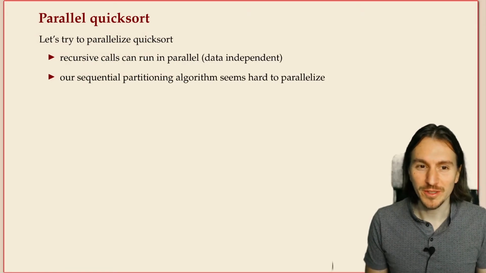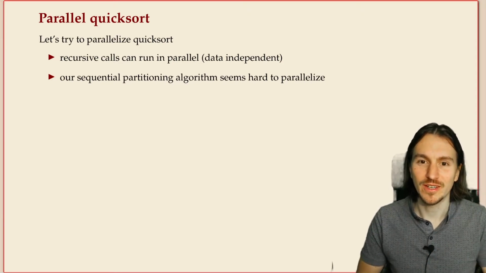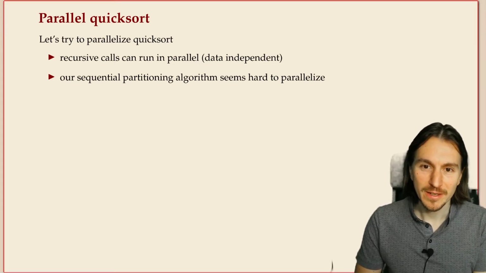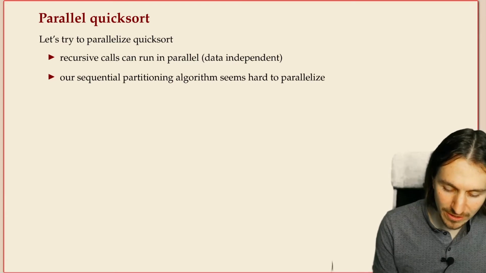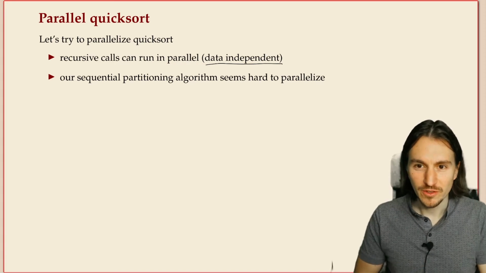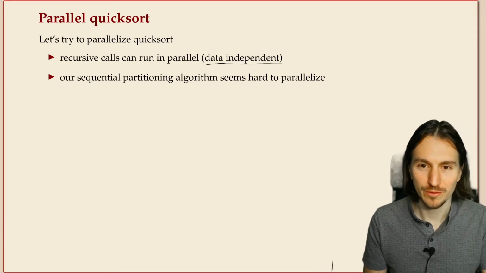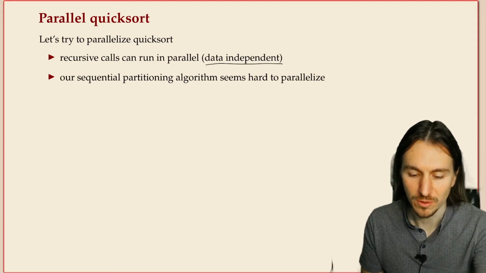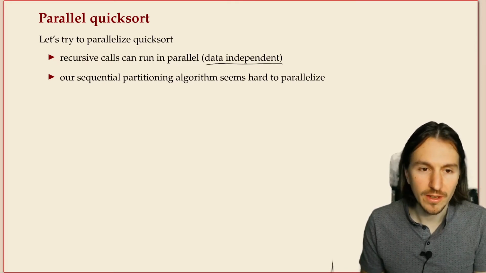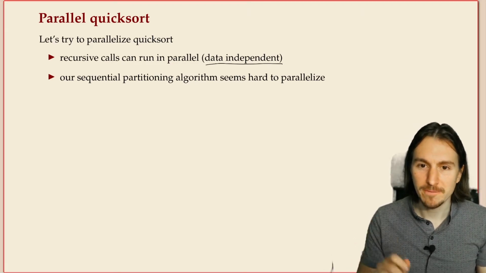There's two parts to Quicksort, as you will remember. There's the partitioning step and there's the recursive calls in the left and right subarrays. Now, the recursive calls are immediately data independent because they work on disjoint parts of the array. So you can just call those in parallel, and you can effectively write this in pseudocode as you want, but I'll show you one way at the very end how we can do this. So that's the easy part.